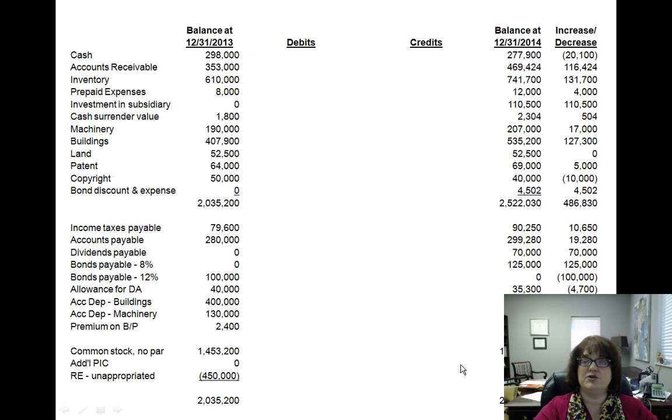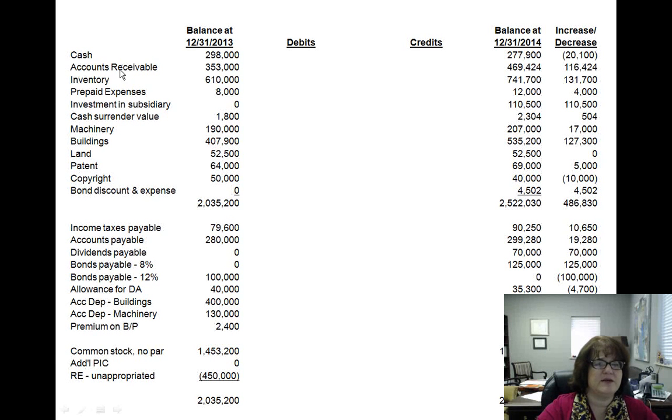Alright, so this is what you should have from your Course Connect website. This is problem number 5, the Alexander Corporation. And all I've done, I've kind of flipped the presentation. For each account, I'm showing the beginning balance at December 31st, 2013, and the ending balance at December 31st, 2014. And I have out here on the side an increase or decrease in each account.